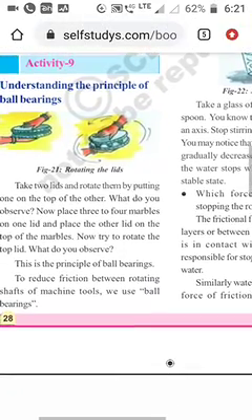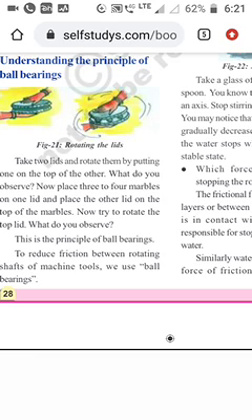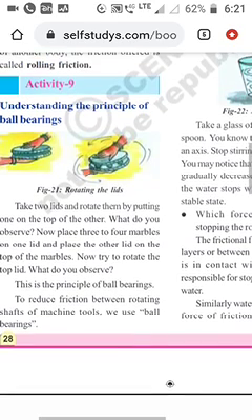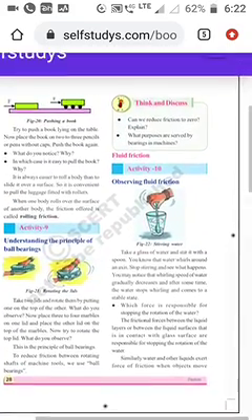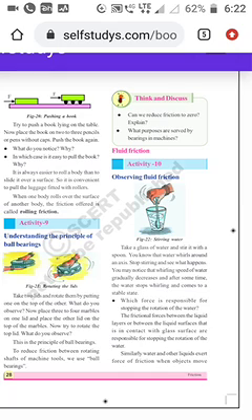To reduce friction between the rotating shafts of machine tools, we use ball bearings. Here, shaft means the ending point of motors or any machines, where one rotating part is fixed. That rotating part moves very freely by reducing the friction, using the ball bearings. That is the advantage of using ball bearings: it moves very easily.